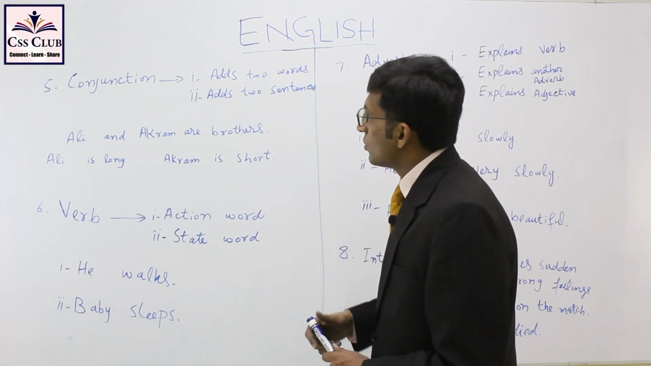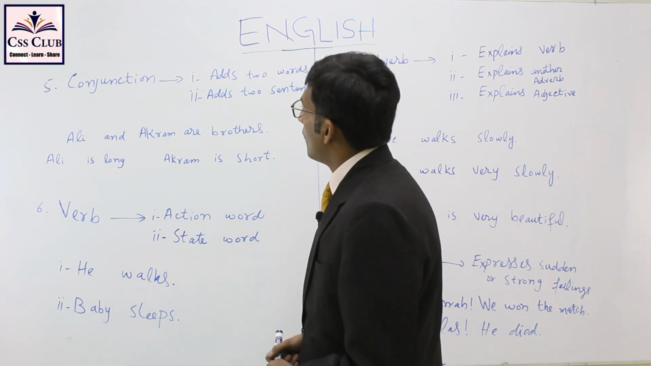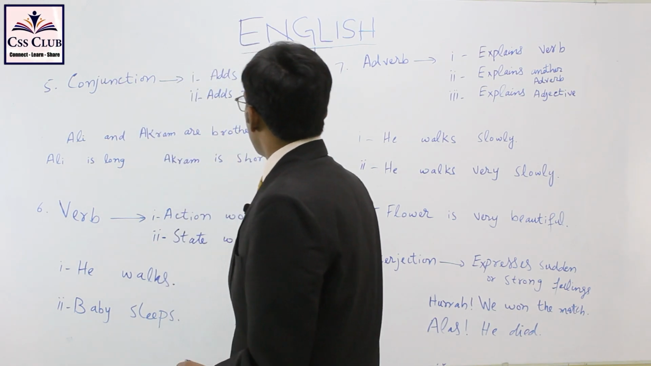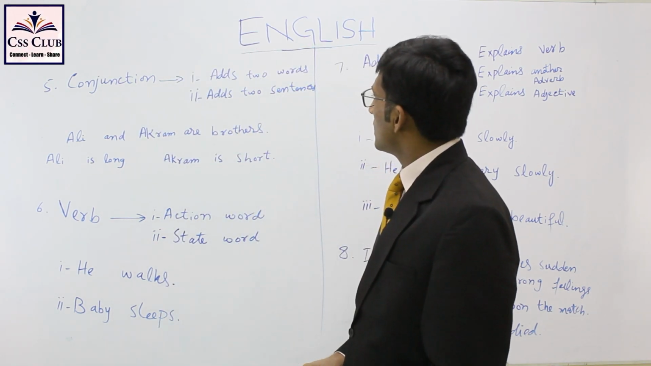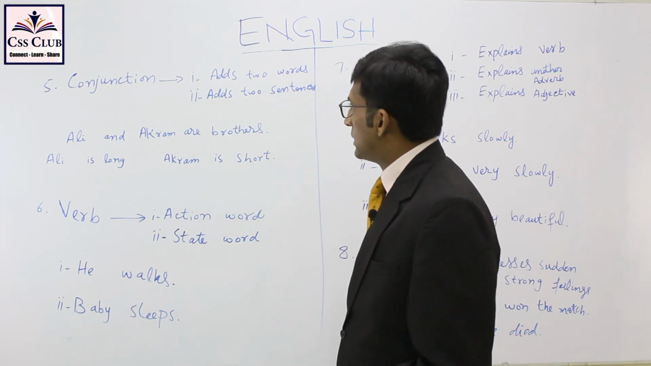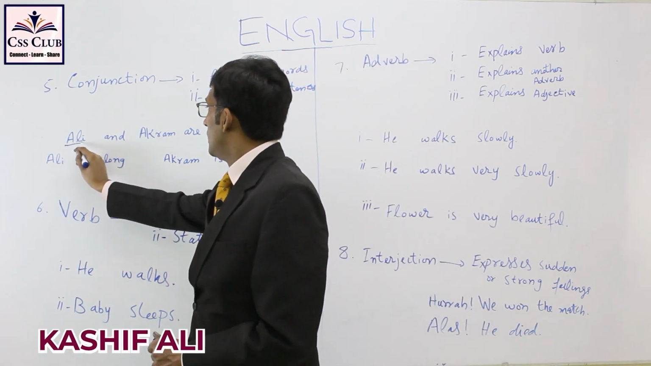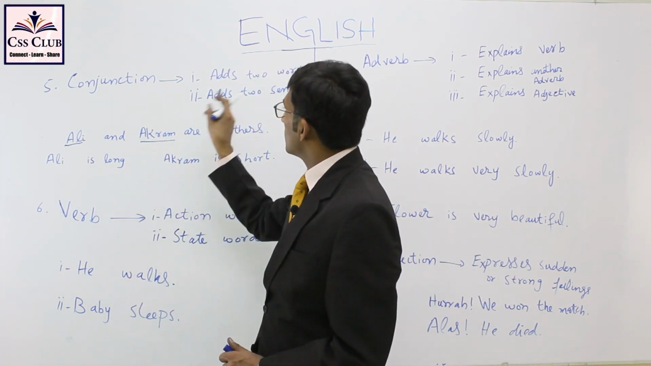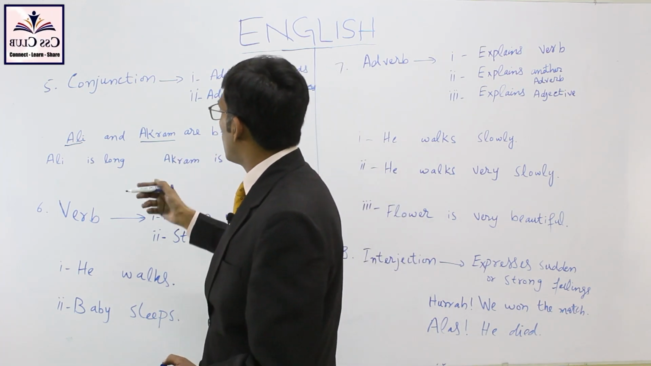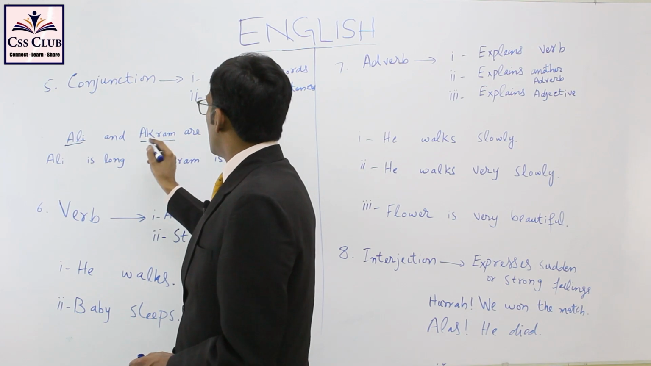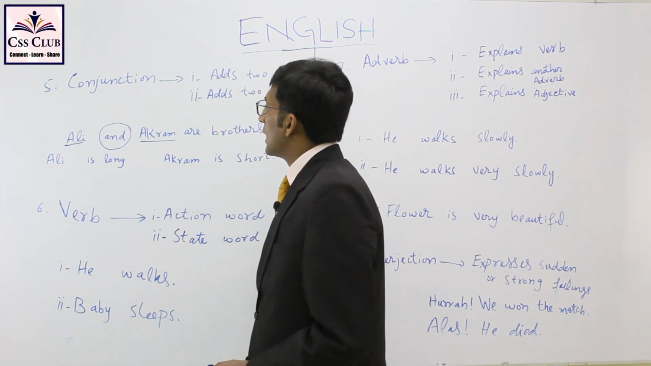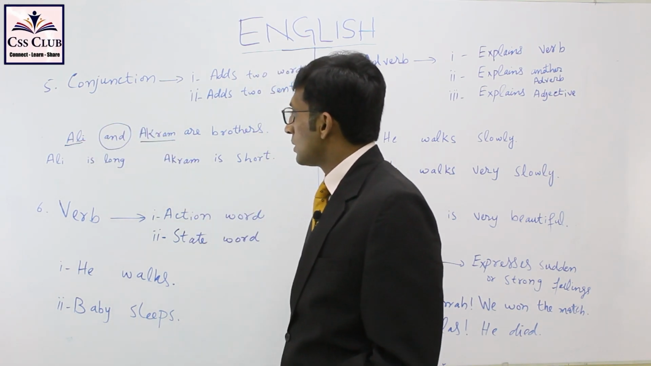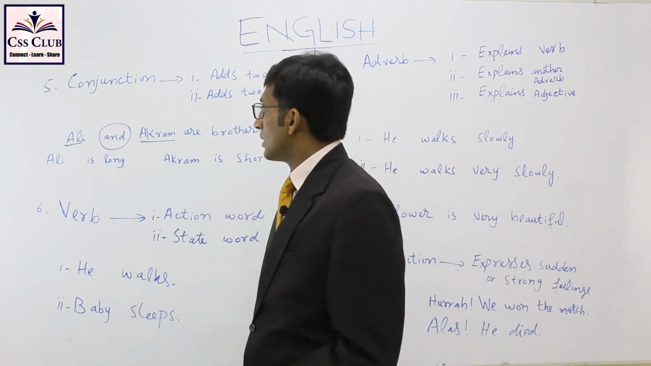Okay. So here's the fifth part of speech, which is conjunction. So what's the function of a conjunction? The function of a conjunction is that it adds two words. For example, Ali and Akram. So Ali and Akram are the two words. These words can be nouns or pronouns, or a noun and a pronoun. So here's the word that adds these two words, two nouns in this case. So this is the conjunction.